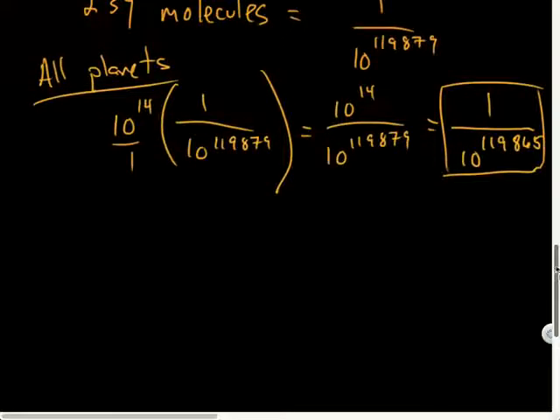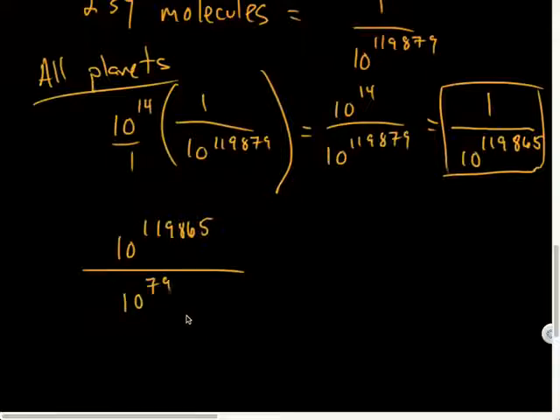To figure out a scale of how rare this would be, let's figure out how many times could I divide 10 to the 119,865 by the number of atoms in the universe. All right, so how many times could I divide it by 10 to the 79th power? Divide it once, I'd subtract 79. Divide it another time, I'd subtract 79. Another time, I'd subtract 79. So repeated division, right? So I'll just say many times.